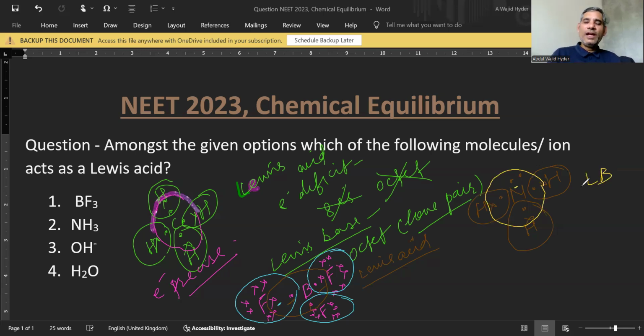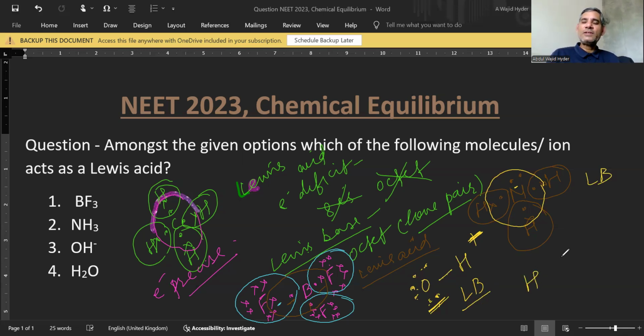In H2O and in OH minus also, OH minus is having 3 lone pairs and 1 shared pair. Here, this oxygen is having completely filled octet. Sorry, this is minus, not plus. This oxygen is having completely filled octet. How is it completely filled? 2, 4, 6, and 1 bond pair. So total 4 pairs of electrons are there, out of which 3 are lone pairs and 1 is bond pair. Since lone pairs are there, and octet is complete of this oxygen there in OH minus, so this is also a Lewis base.